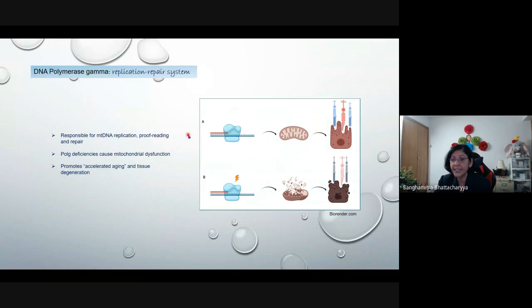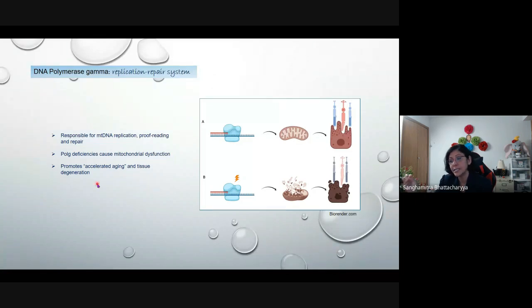Very recently, I am also connected to a project which is directly related to mitochondrial DNA, and this is about DNA polymerase gamma, the replication repair system of the cell. POLG, as it's usually termed, its deficiencies cause mitochondrial dysfunction, and it promotes accelerated aging and tissue degeneration.